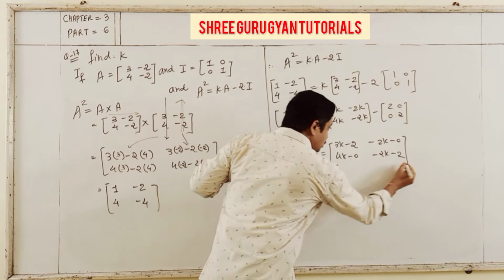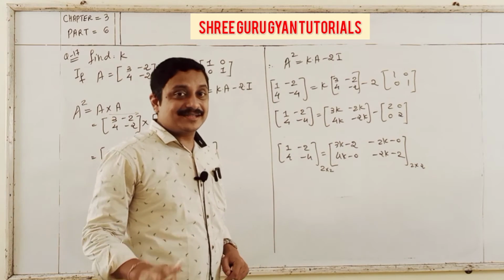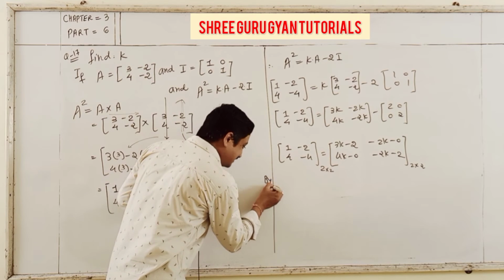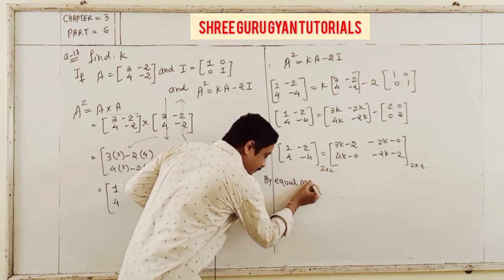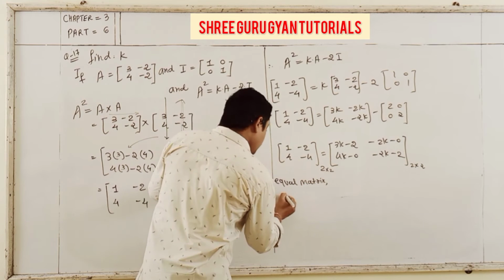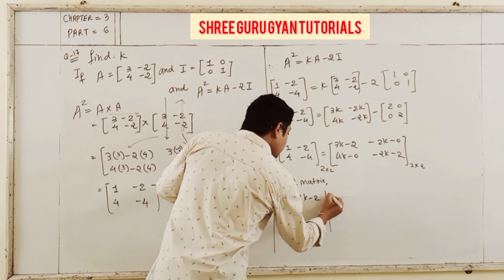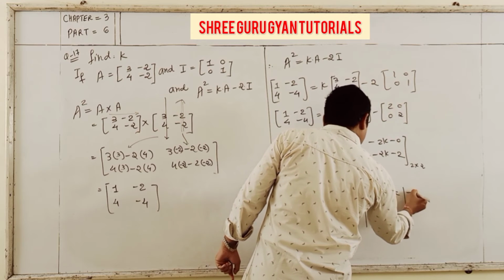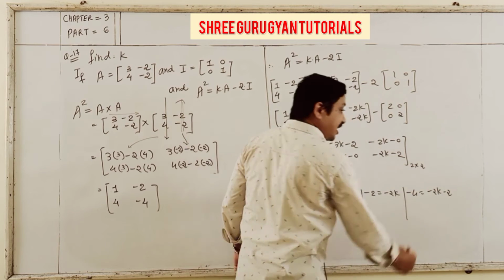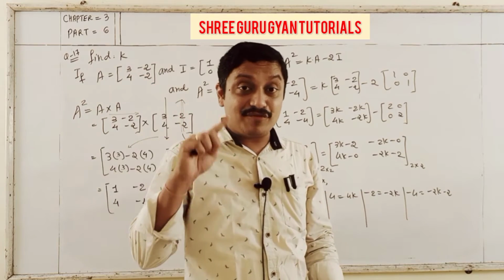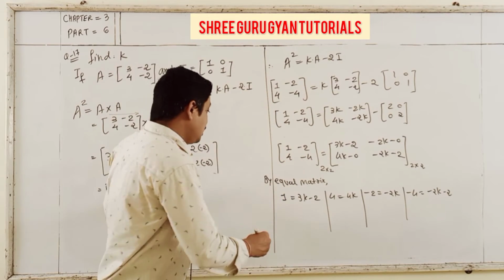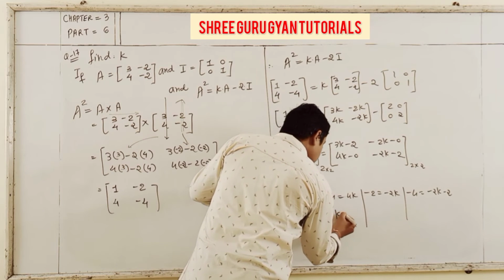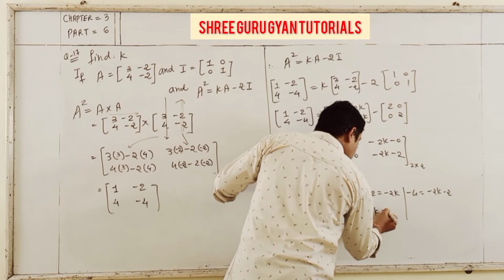Check here, both matrices have the same order, so it is a matrix equality. Yes, equal matrices. 1 is equal to 3k minus 2, 4 is equal to 4k, minus 2 is equal to minus 2k, and last, check all elements one by one and find the value of k in the same way. If you see them, your data is correct. Students, k is equal to 1. Here also k is equal to 1. Here also k is equal to 1.